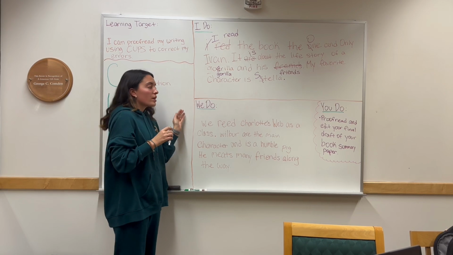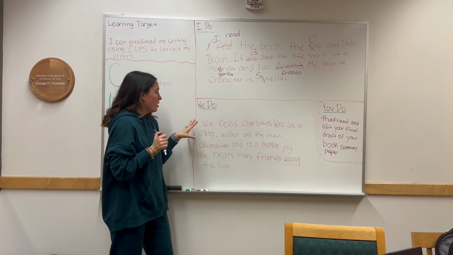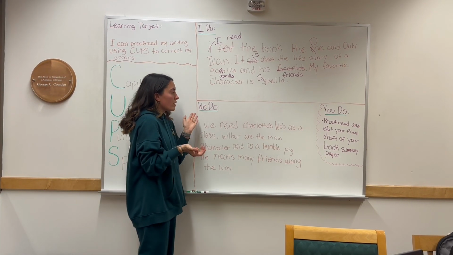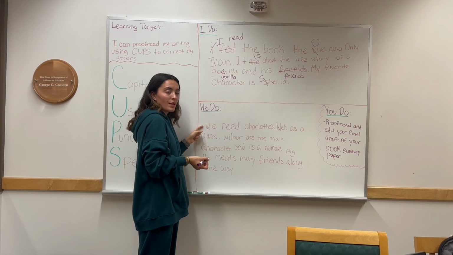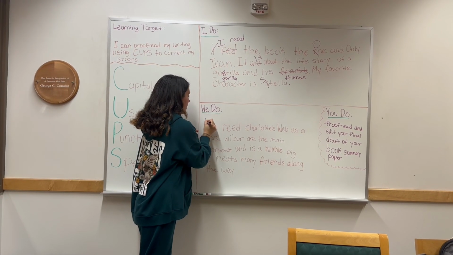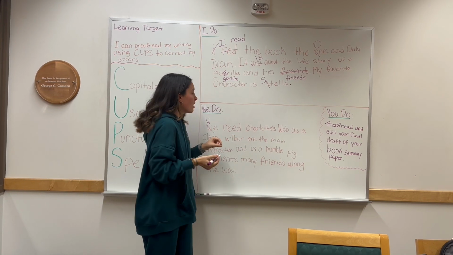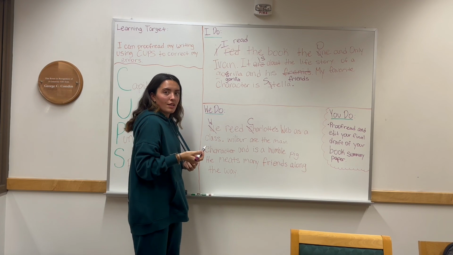So now we're going to do it together. So this paragraph is about Charlotte's Web. So first we're going to focus on capitalization. So class, what needs to be capitalized in here? The W in we needs to be capitalized. Very good. Anything else as we're going? Charlotte's needs to be capitalized. Do you know why? Because it's the name of the book.